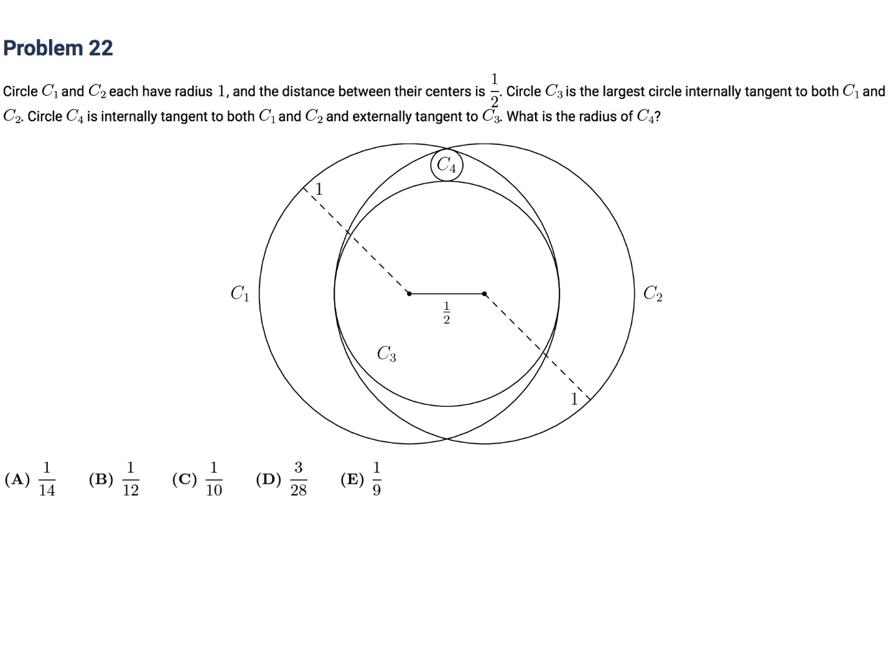Circles C1, C2 each have radius 1, and the distance between their centers is a half. Circle C3 is the largest internally tangent to both C1 and C2. Circle C4 is internally tangent to C1 and C2, and externally tangent to C3. What is the radius of C4?